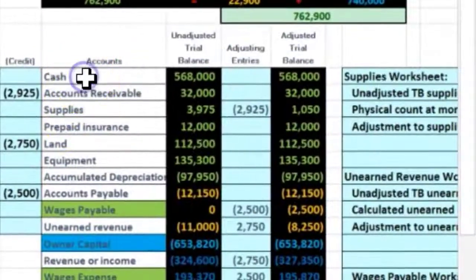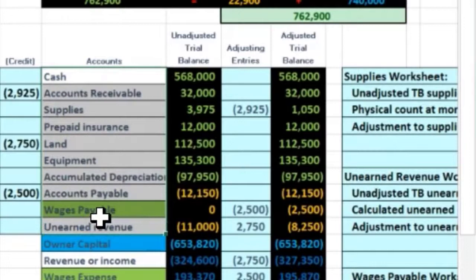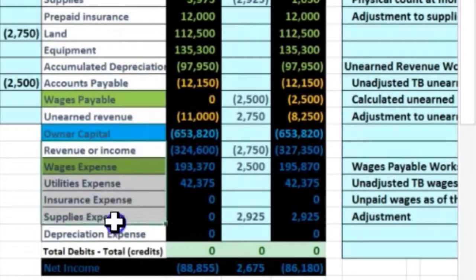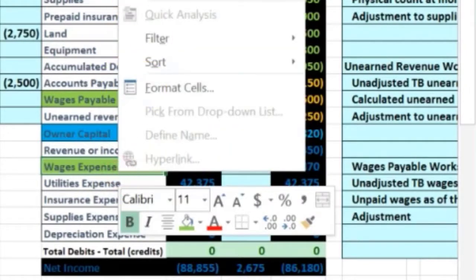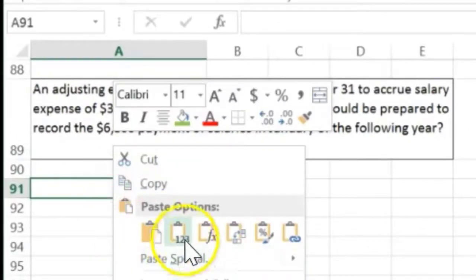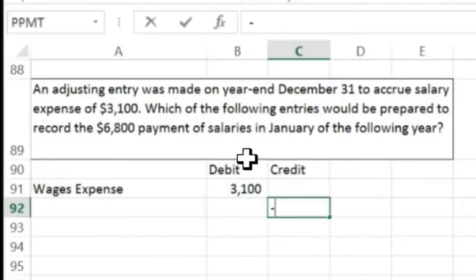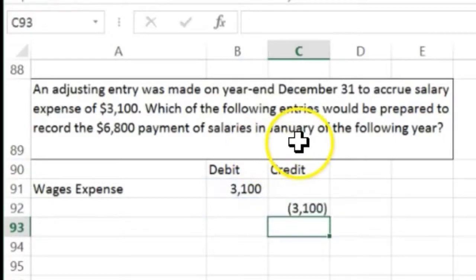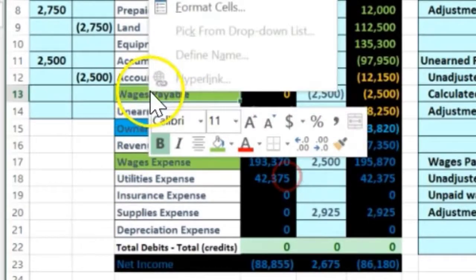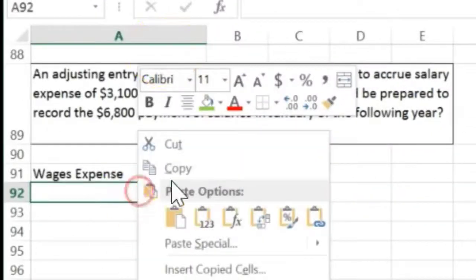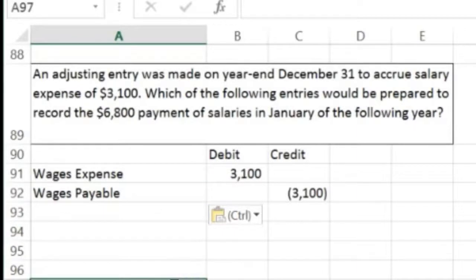If we look at our accounts, what balance sheet account is going to be related to wages or salary? It's going to be wages payable. And what's the income statement account related to wages? It's going to be wages expense. Wages expense only goes up, so the adjusting entry is a debit to wages expense for 3,100, and a credit to wages payable. I'm going to represent credits with negative or bracketed numbers. So wages payable went up by the 3,100.